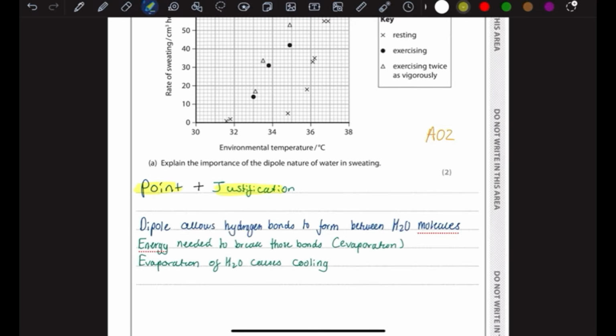Yeah. Whenever we sweat, we want to release heat. We want to cool down. So the energy needed to break the hydrogen bonds between the water molecules allows for evaporation. And when water evaporates, you release that energy, allowing for cooling. So do you see how we made the point about the dipole nature forming hydrogen bonds, and then we've justified why it's relevant to sweating? Because obviously the aim of sweating is to cool down.